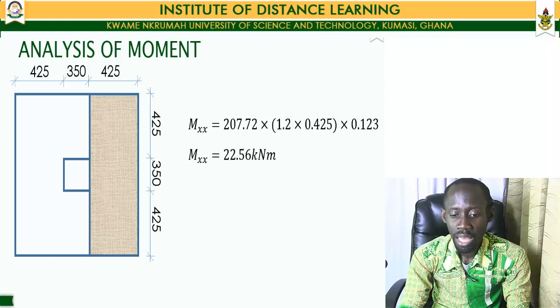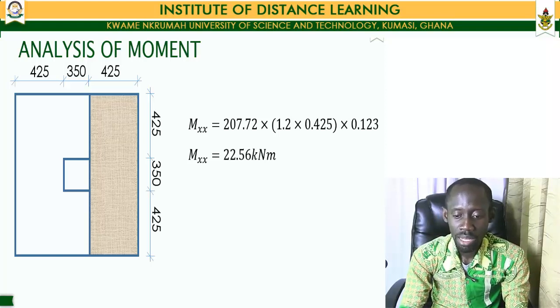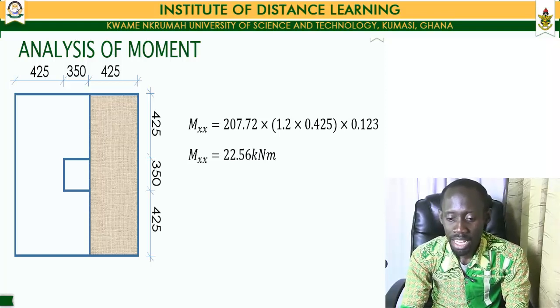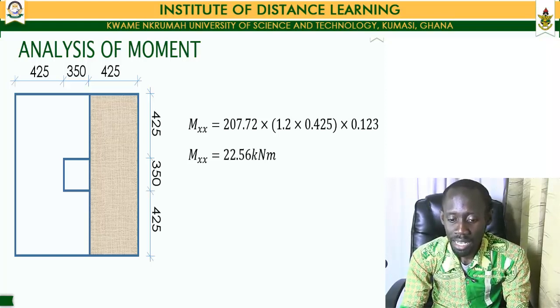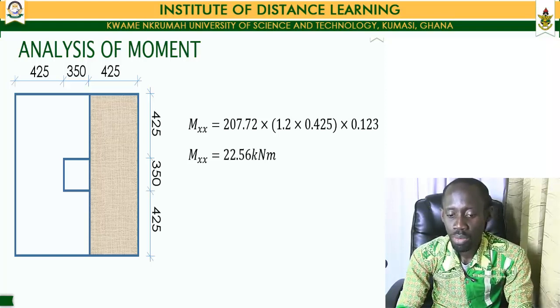Now, because we are dealing with a square column, if we take our pad foundation in both planes, that is in the x plane and in the y plane, we'll have our moment values being the same. Why? Because we have our pad being a square pad. Had it been that our pad was a rectangular pad, then it means that within the two planes, our moment values wouldn't have been the same. So then, having calculated for our moment in the x plane, we would have to go also to our y plane and calculate the moment at the face of the column within the y plane.